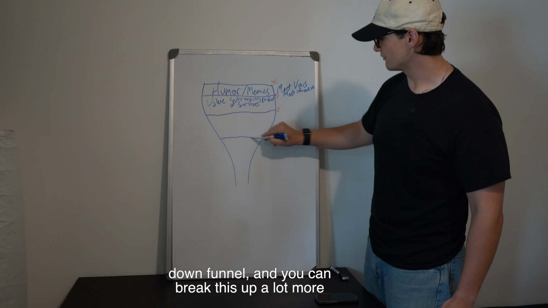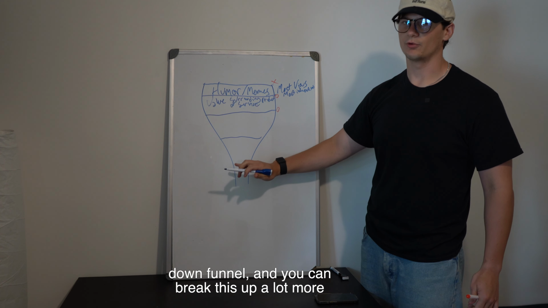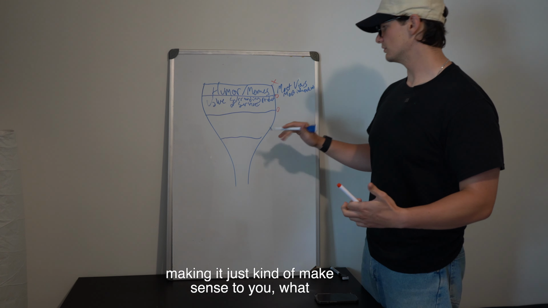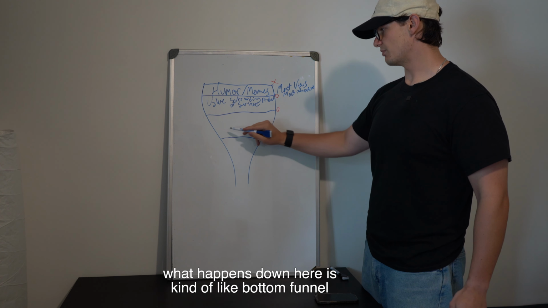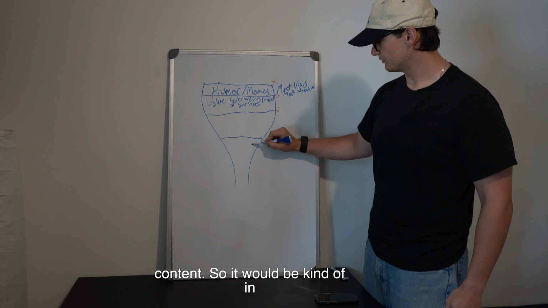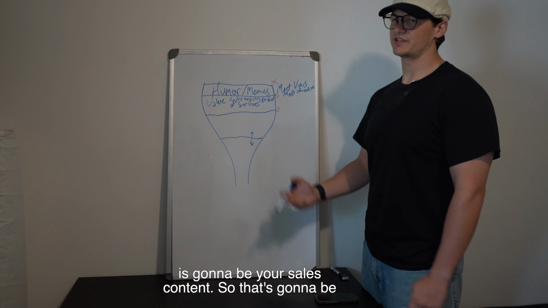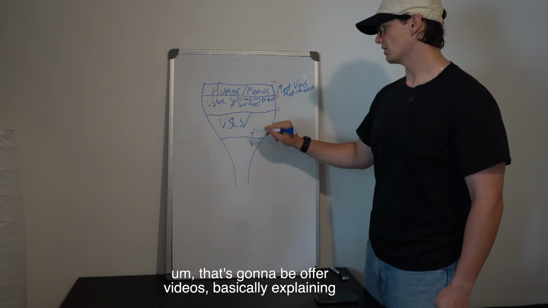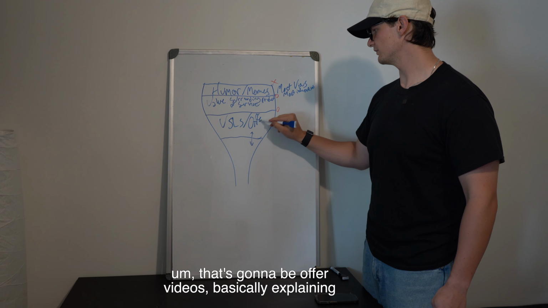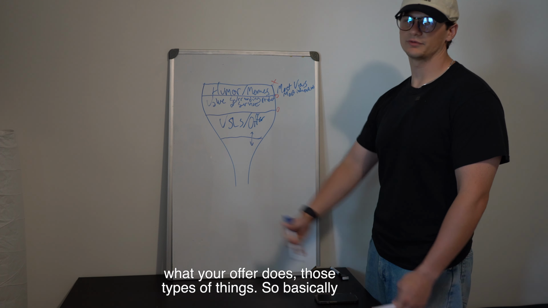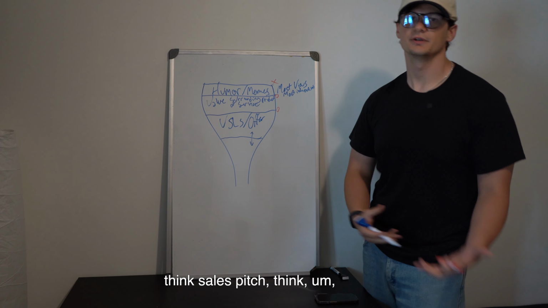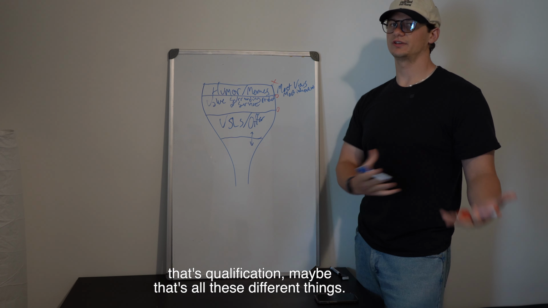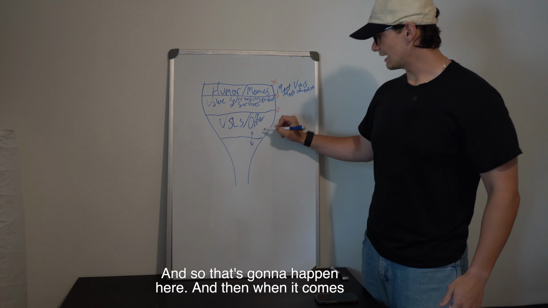As we move down funnel, and you can break this up a lot more granularly than I am, but just for the sake of this video, I'm making it make sense to you. What happens down here is bottom of funnel content, which is going to be your sales content. That's going to be VSLs, offer videos, basically explaining what your offer does. So think sales pitch, think whatever you would say on a sales call, whether maybe that's qualification, maybe that's all these different things. That's going to happen here.